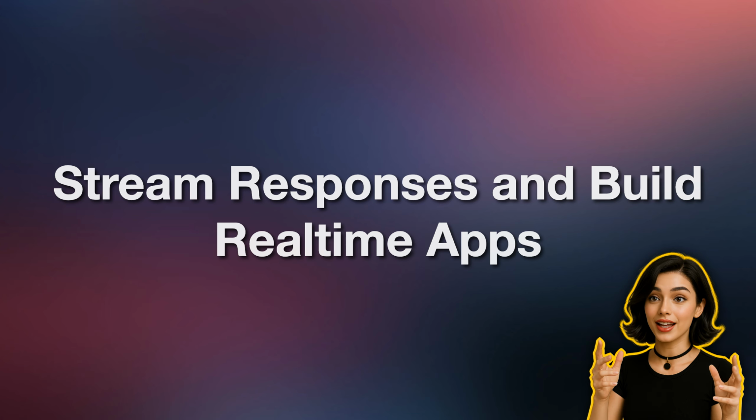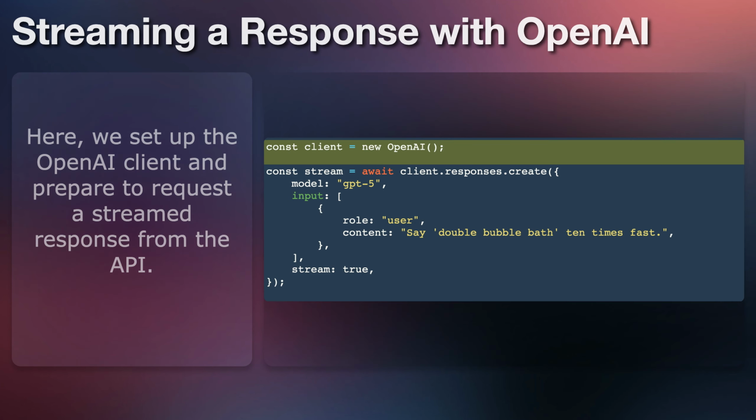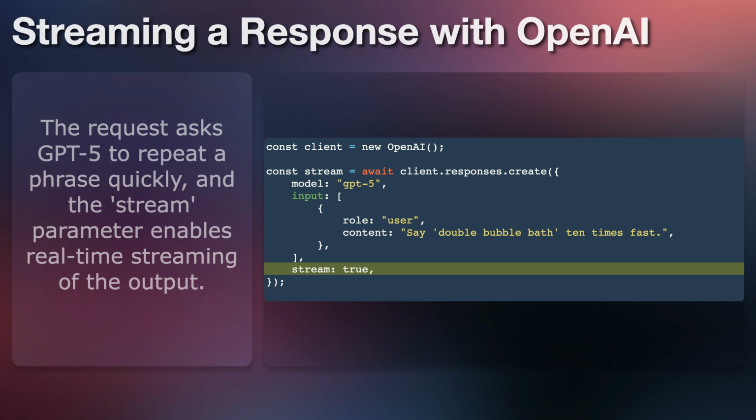Next, we'll explore how to stream API responses and enable real-time applications. The OpenAI API also lets you stream responses in real time using server-sent events, or leverage the Realtime API for interactive and multimodal apps. Here, we set up the OpenAI client and prepare to request a streamed response from the API. The request asks GPT-5 to repeat a phrase quickly, and the stream parameter enables real-time streaming of the output.